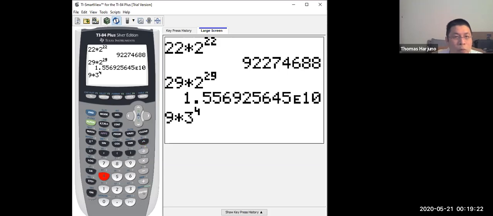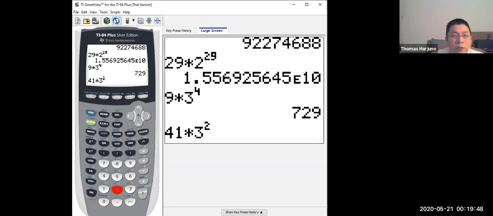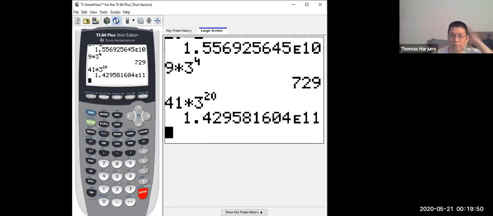No, this is way too small. Maybe 20, up to 20. Let me try 20. So if n is 20, that will be 41 times 3 to the 20. Oh, yeah, you see? We just need to add 20 terms. A lot more effective, huh? Nice.